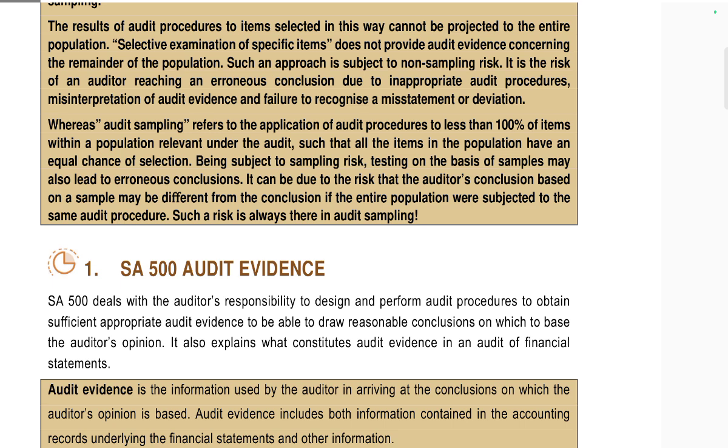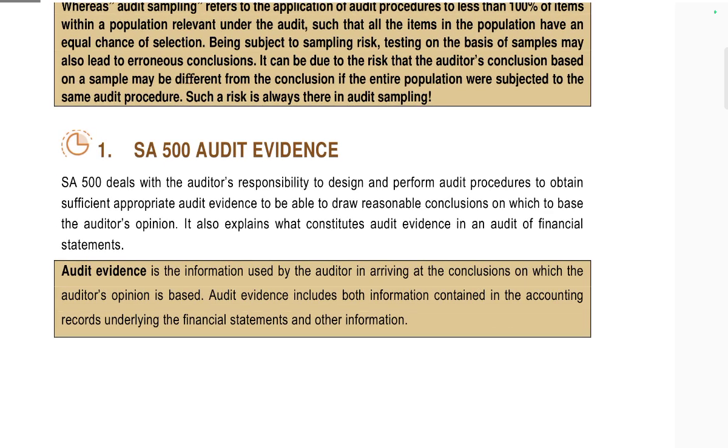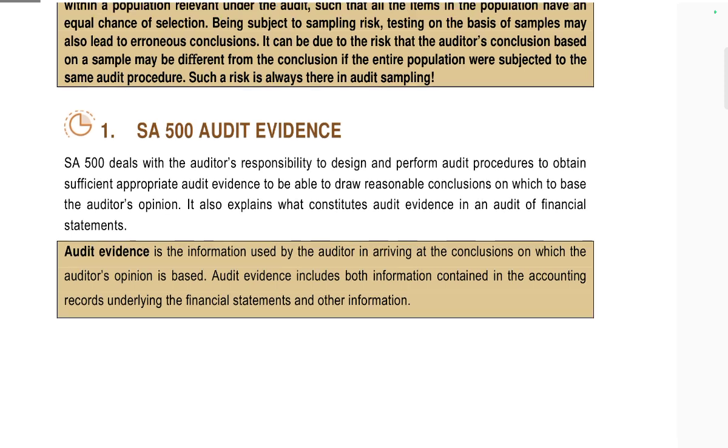This is the subject of sampling risk. Testing on the basis of a sample may lead to an erroneous conclusion, due to the risk that the auditor's conclusion based on the sample may differ from the conclusion that would be reached if the entire population were subject to the same audit procedure.